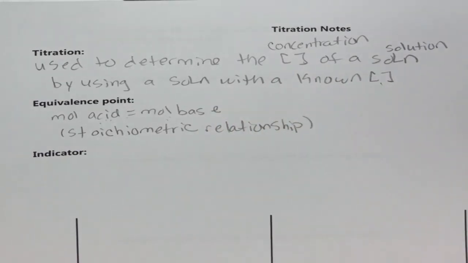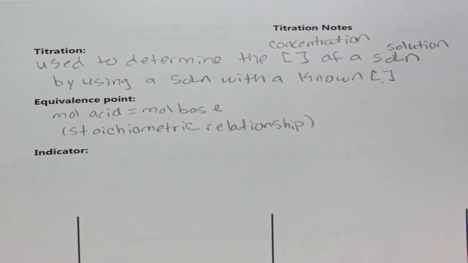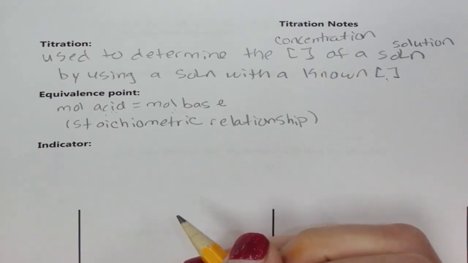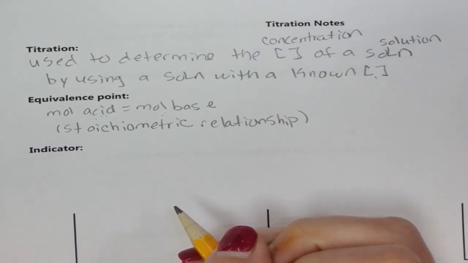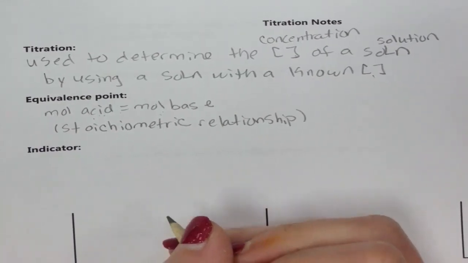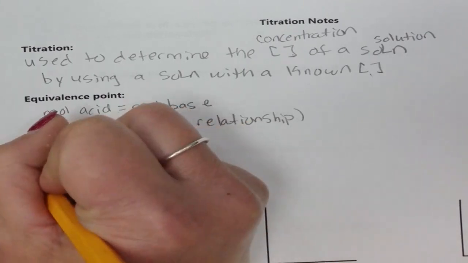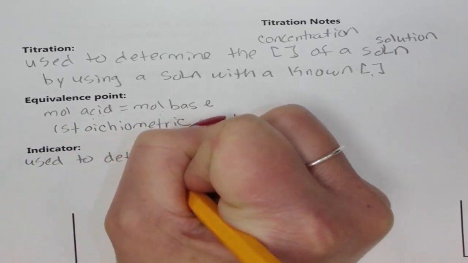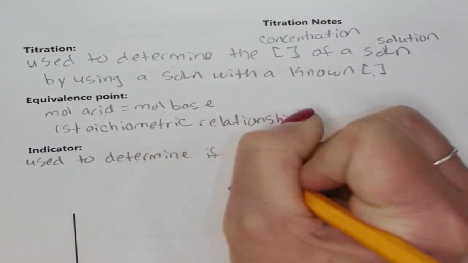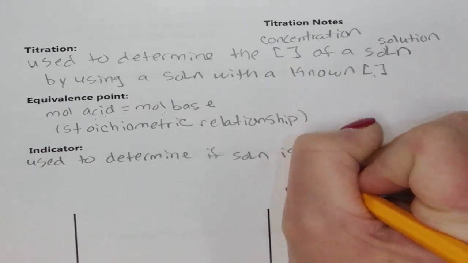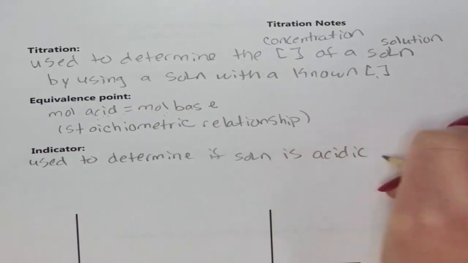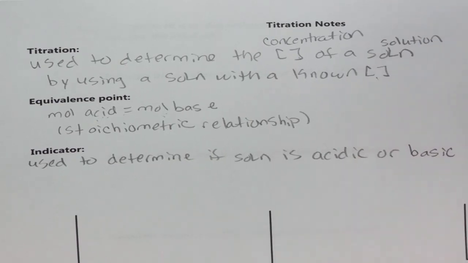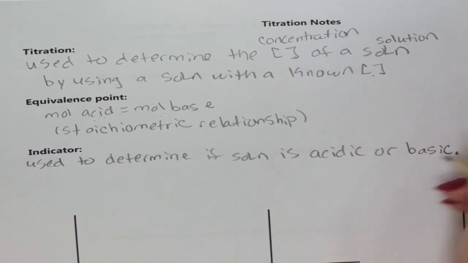All right, and we've already learned about an indicator in a different video. I briefly touched on it. We're going to talk about it again. An indicator is going to be very important in a titration because an indicator is going to be used to determine if our solutions are acidic or basic. And this is going to be based on a color change.